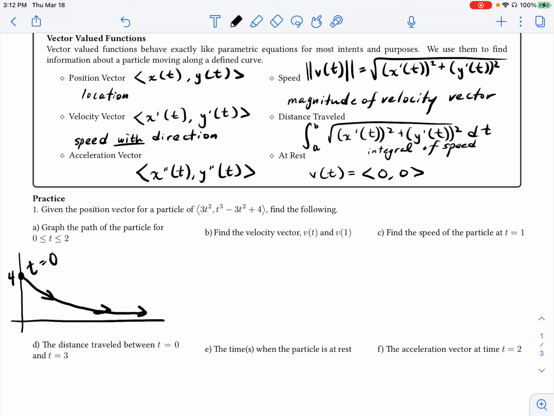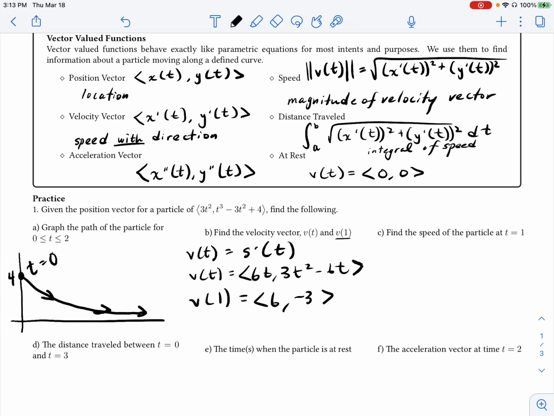Now that we see our plane curve, let's find the velocity vector. We would see that our velocity is simply the derivative of our position vector, which is given to us. So velocity then is the derivative of our position vector. The derivative of 3t squared is 6t. 3t squared minus 6t is our vertical derivative. And we're now going to evaluate this velocity vector at 1. In other words, what is the velocity vector when t is equal to 1? So plug in 1 there, we just get 6 comma negative 3.